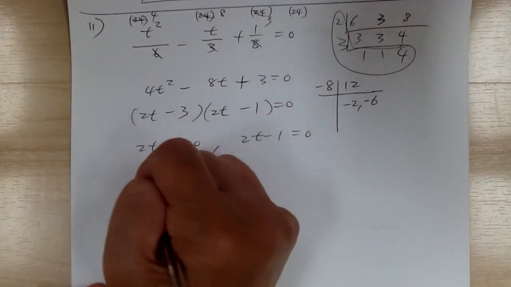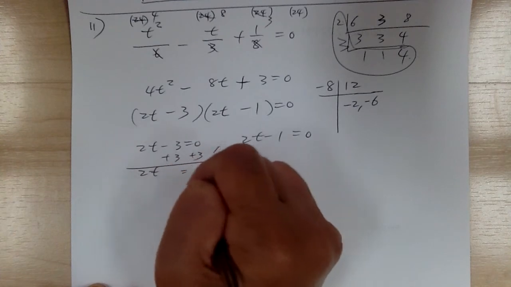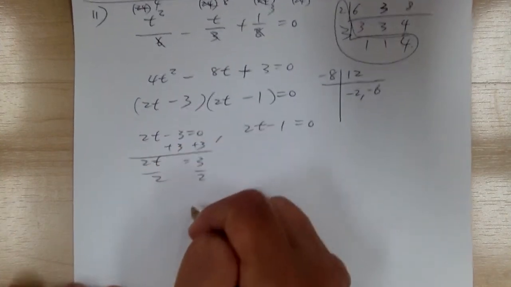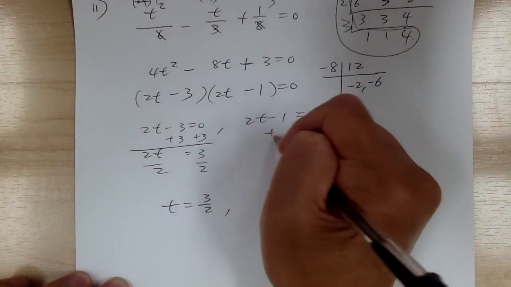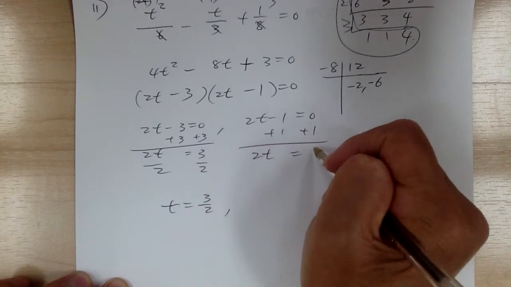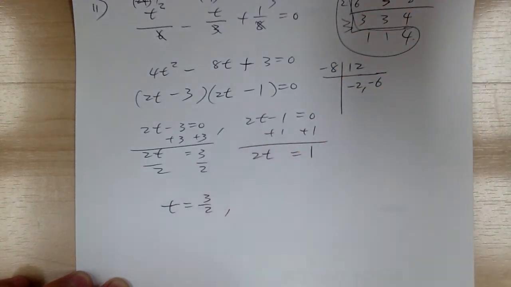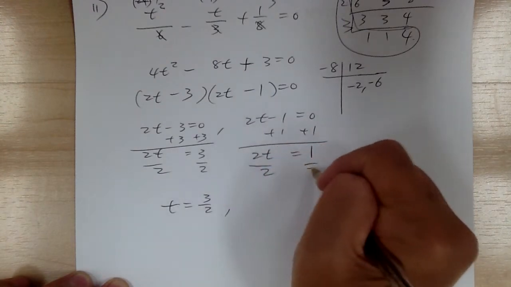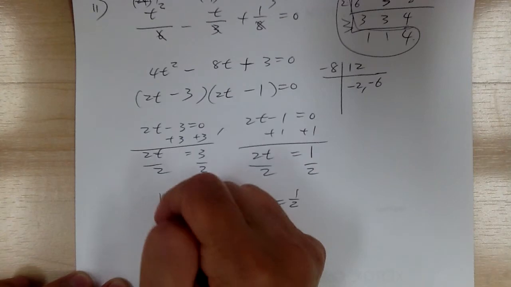Okay, so you get 2t, so plus 3. So 2t equal to 3, divide by 2, divide by 2. So t equal to 3 over 2. And over here you plus 1 on each side. So again, when you're doing it step by step, it's very quick. When you write it out, you're actually much quicker than trying to stop and think in your head. Okay, so again, go step by step. It's very fast. And so that's it.